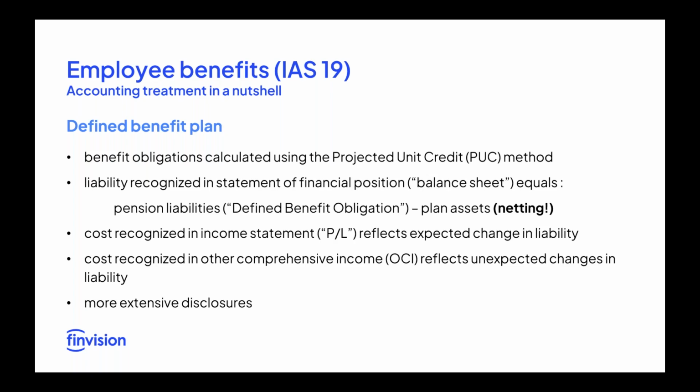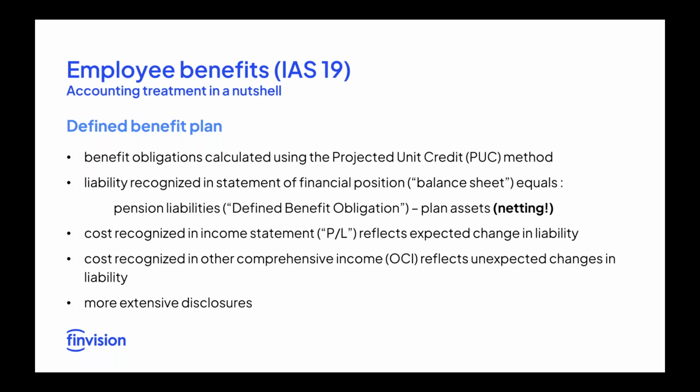So the net difference results in either a defined benefit liability or a defined benefit asset being recognized by the company. The cost is recognized in income statement for changes in liability, but everything of the changes that results from changes in your actuarial assumptions, which is unexpected changes, goes directly to OCI and is not recognized in the income statement. A defined benefit plan also results in much more extensive disclosures.